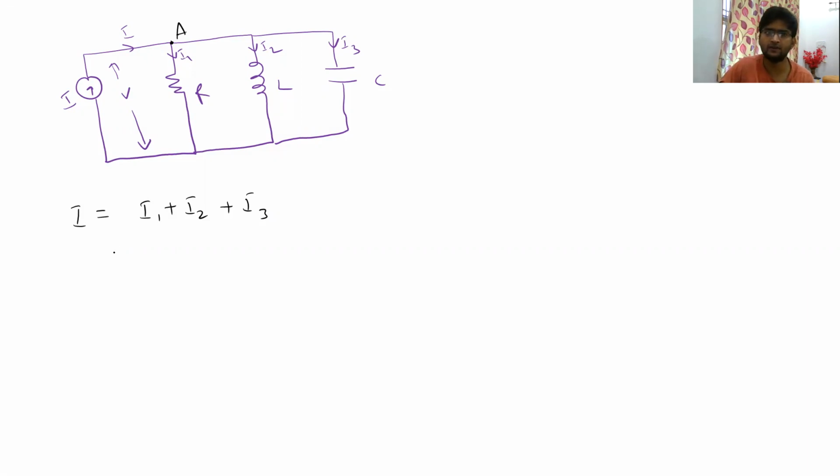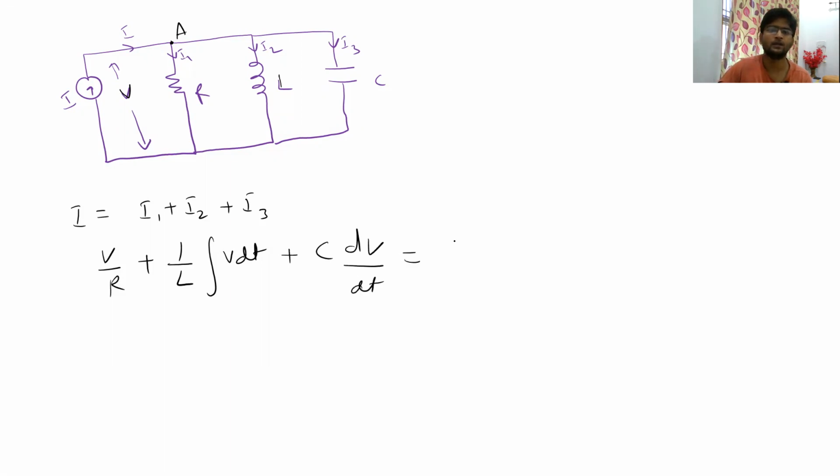What is the value of I1? It is basically V upon R, plus what is the value of I2? What is the value of current in an inductor if a voltage V is applied across it? It is definitely 1 by L integration of V dt, as we have discussed in our network theory basic lectures. And then what is the value of current through a capacitor? It is C dV by dt, and that is equal to I, the total current.